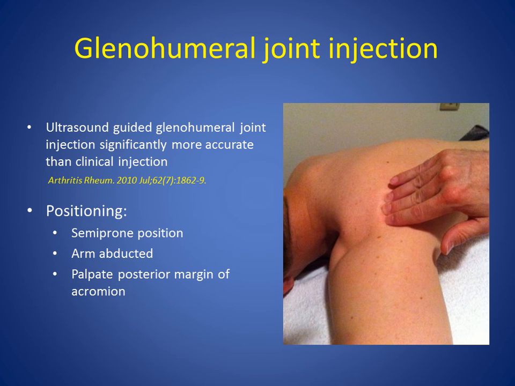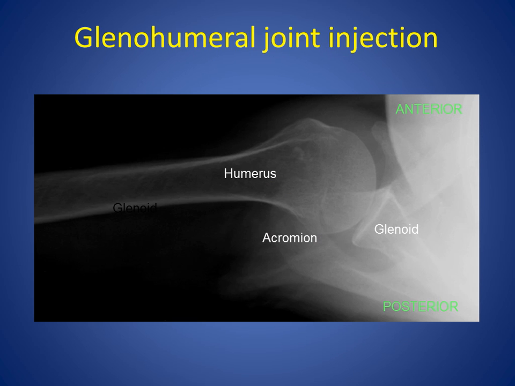Okay, for this approach, we'll position the patient semi-prone. This means prone, propped up on some towels or a pillow with their arm abducted. You'll palpate the back of the acromion. Here's the radiographic anatomy of what you're looking at. You have the humeral head, the glenoid, and the back of the acromion here, and you can see the arrow pointing to the posterior aspect of the glenohumeral joint.